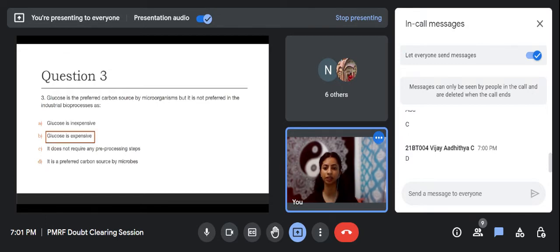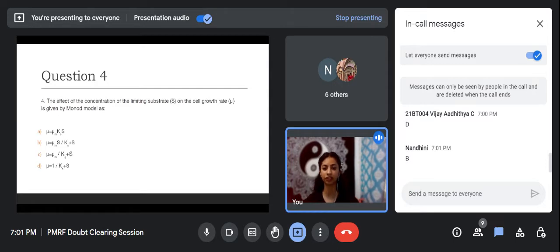Actually, the answer is D, because it is actually the preferred source by microbes, but that is not the reason why it is not used in industrial bioprocess, right? If we had the option, we would actually use this, because it is preferred by microbes. But what they're asking is why it is not preferred in industrial bioprocess, where our main cells are microbial, and that's because glucose is expensive. If you have reactions with 20 liters of reaction mixture, you can't use glucose as a substrate because that will be very expensive for you. So that is why the option is B.